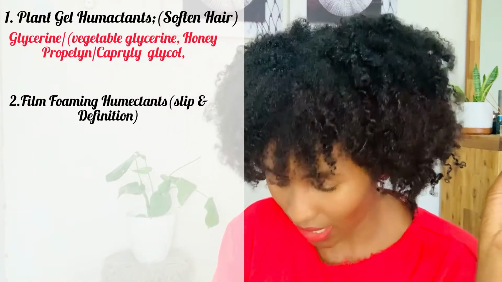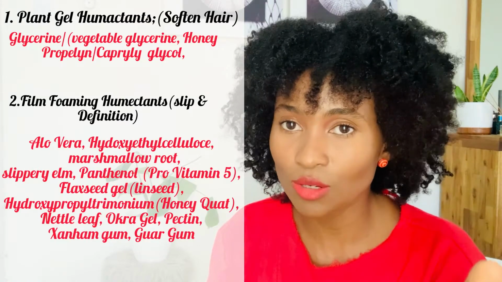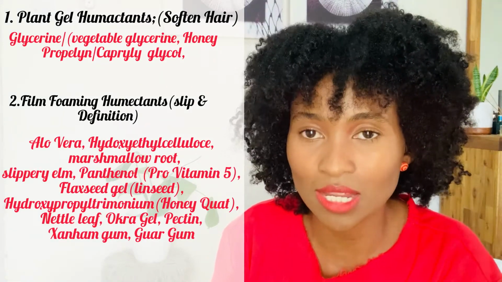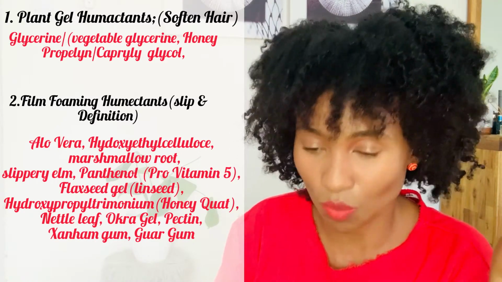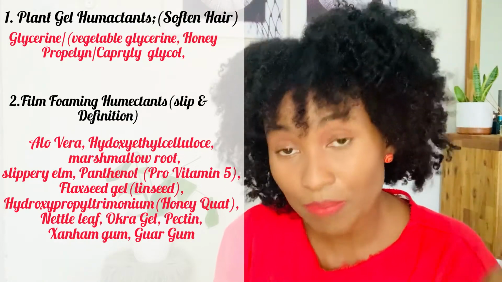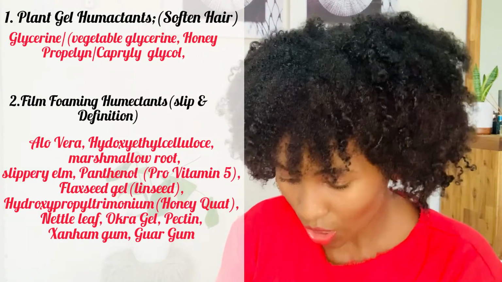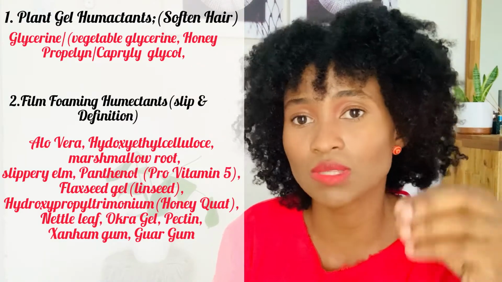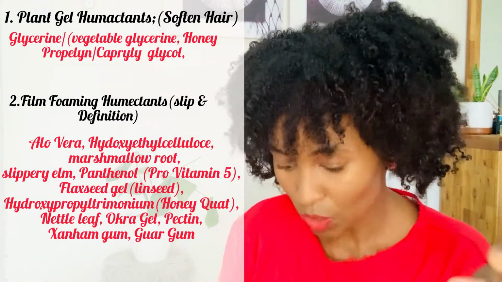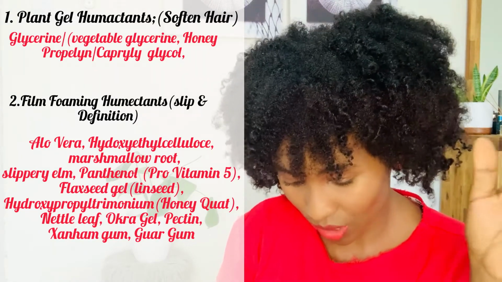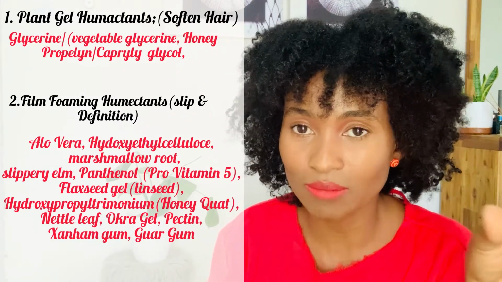In this list you'll find aloe vera, hydroxyethyl cellulose. You guys, you're going to have to forgive me because I'm no chemist. I'll try my best to read these words the way that I wrote them. And then you have marshmallow root, you have slippery elm. I mean, it's in the name, right? You have panthenol or pro vitamin B5. Sometimes they write panthenol, sometimes they write pro vitamin B5. You have flaxseed gel or linseed. You have, okay, I can't pronounce this word, but it means honeyquat.